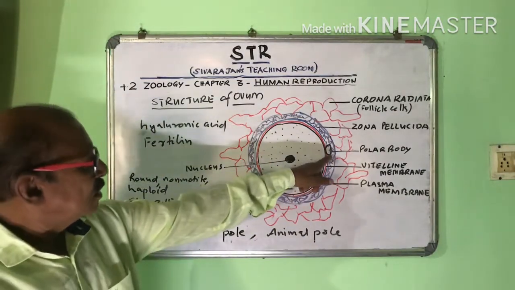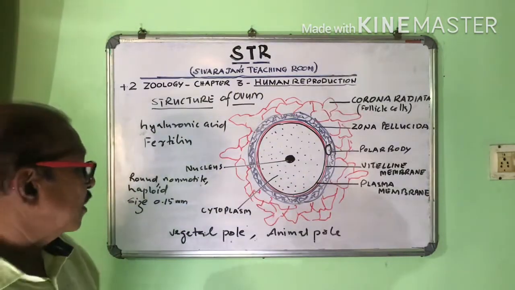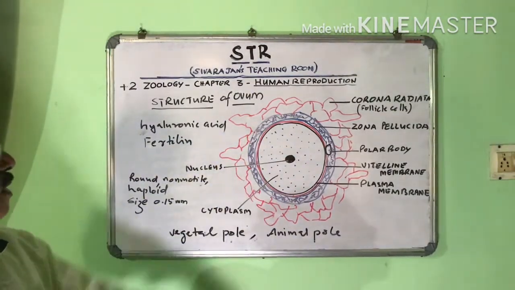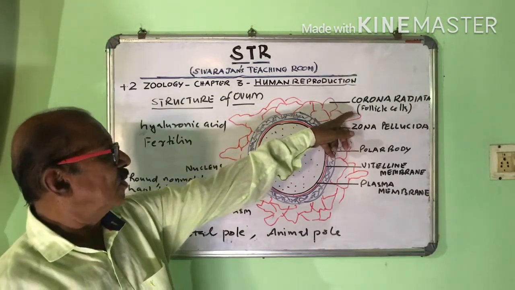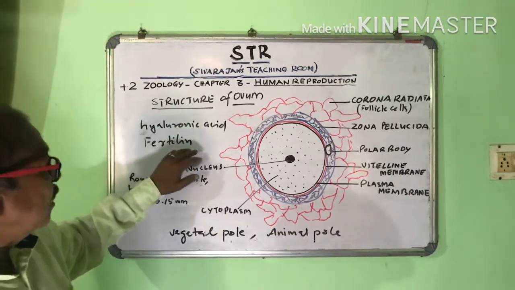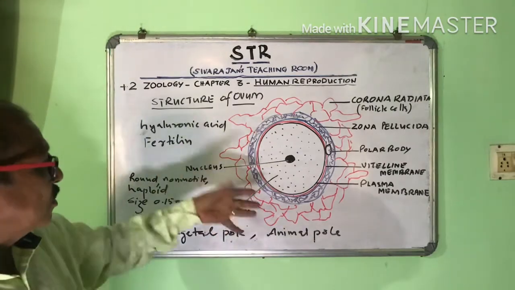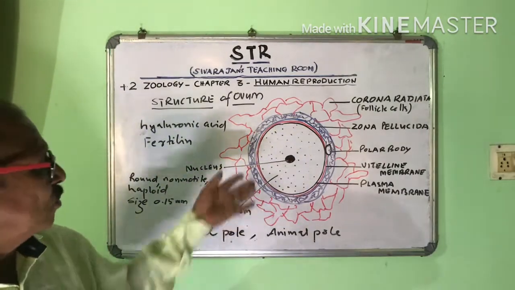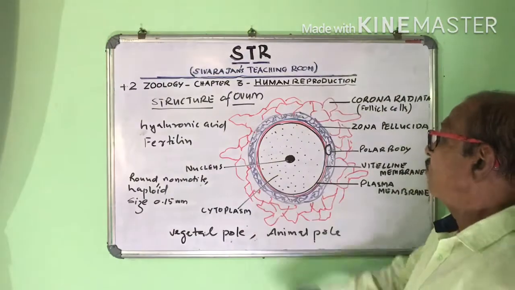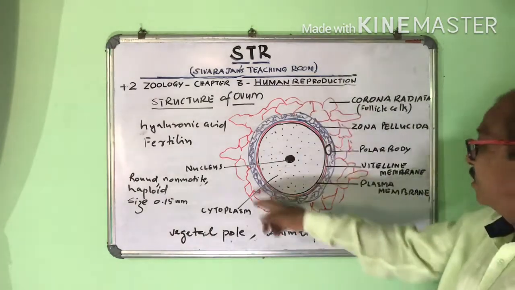And this is the second polar body. The point through which the second polar body is thrown out is called the animal pole, and the opposite end is called the vegetal pole. And the follicle cells of the corona radiata secrete a chemical called hyaluronic acid. It is also called fertilin. It is fertilin that prevents the entry of any foreign particle or cell into the ovum. So I hope, my students, you have understood the structure of the ovum thoroughly well, and make a note of all these points.